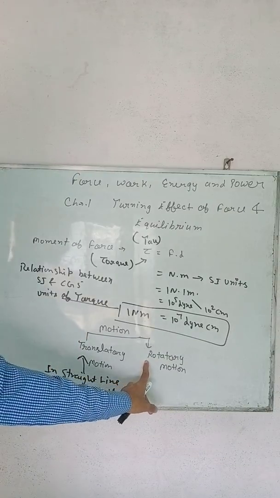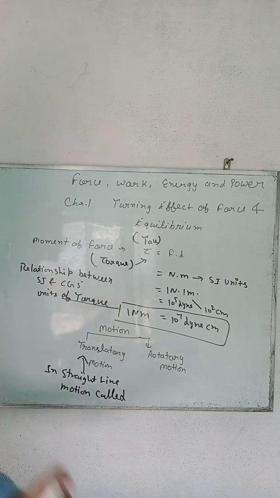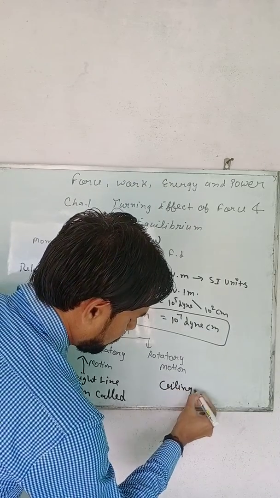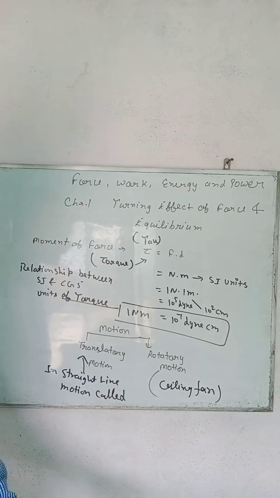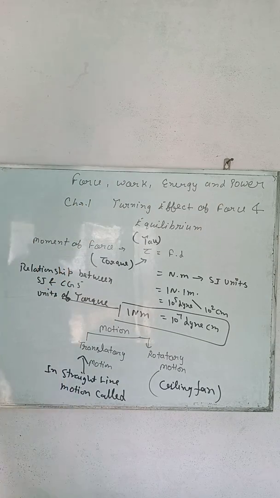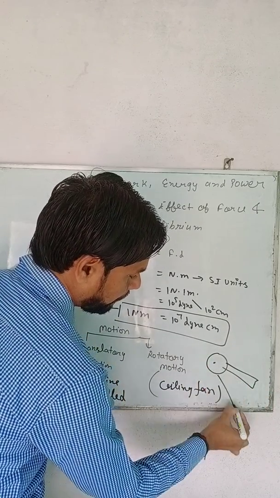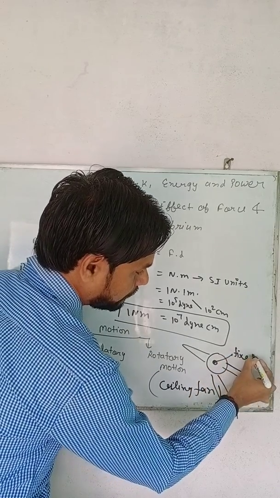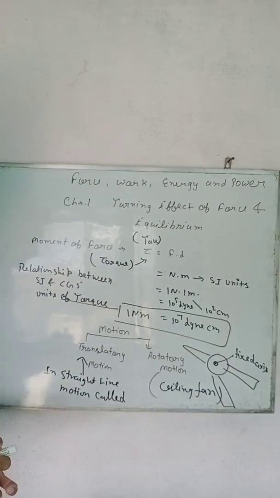Secondly, rotatory motion. Rotatory motion means the motion in which all particles of a moving body follow a circular path with respect to a fixed axis, like a ceiling fan. In the ceiling fan, all particles of the moving body follow a circular path around a fixed axis.